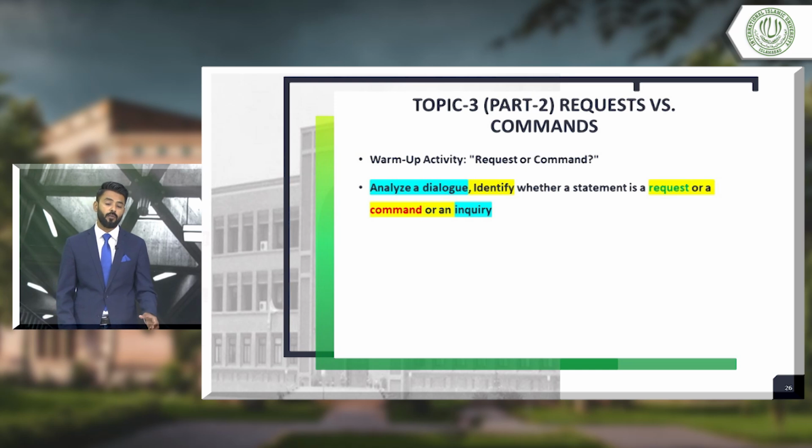Now before we move forward, as usual, we have a warm up activity. You will pause the lecture here, do that warm up activity, and then resume it. So what are you going to do? You will analyze a dialogue.